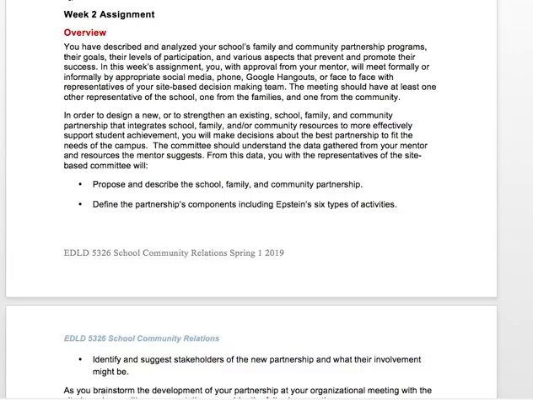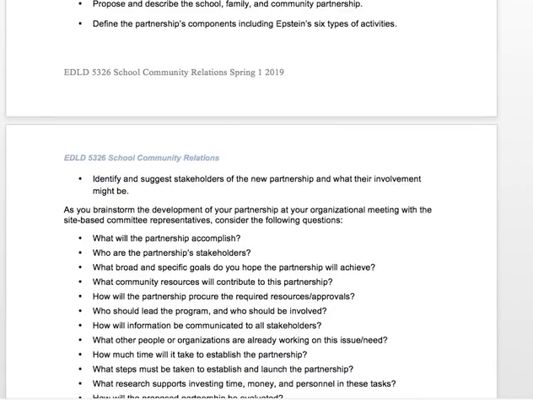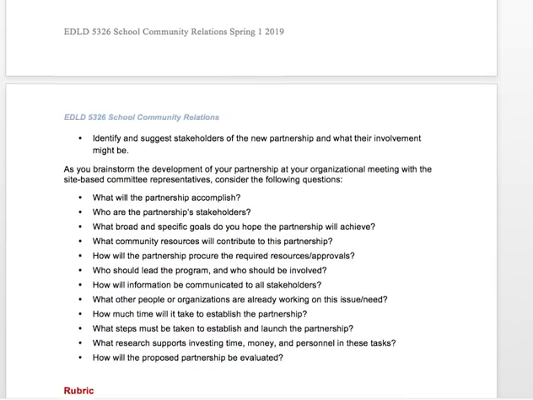And so with your committee, you're going to be thinking about proposing and describing the school community partnership that you're going to be doing, whether it's one that you're going to renew or one that you're going to create from new. You're going to be looking at the components, including Epstein's 6 types of activities, and you're going to be identifying and suggesting stakeholders for that partnership and what their involvement might be.